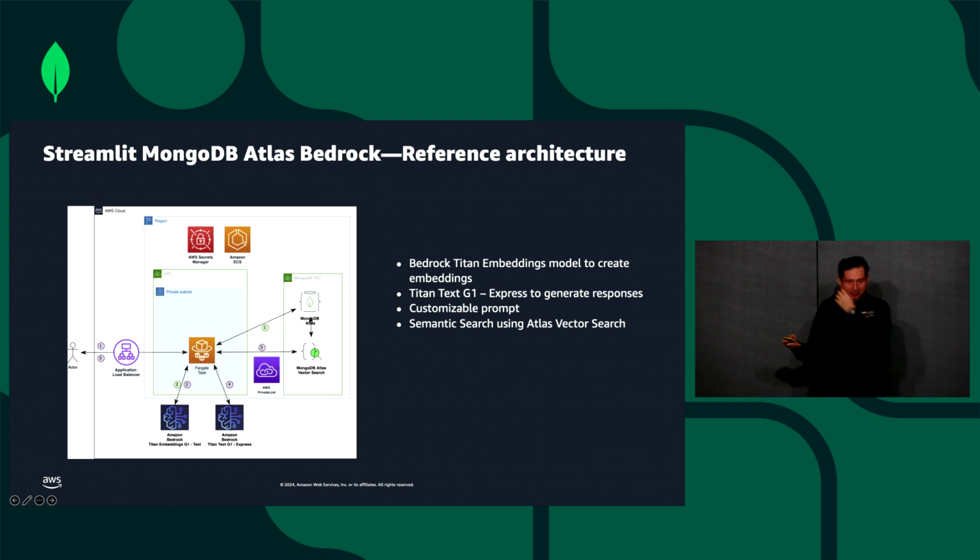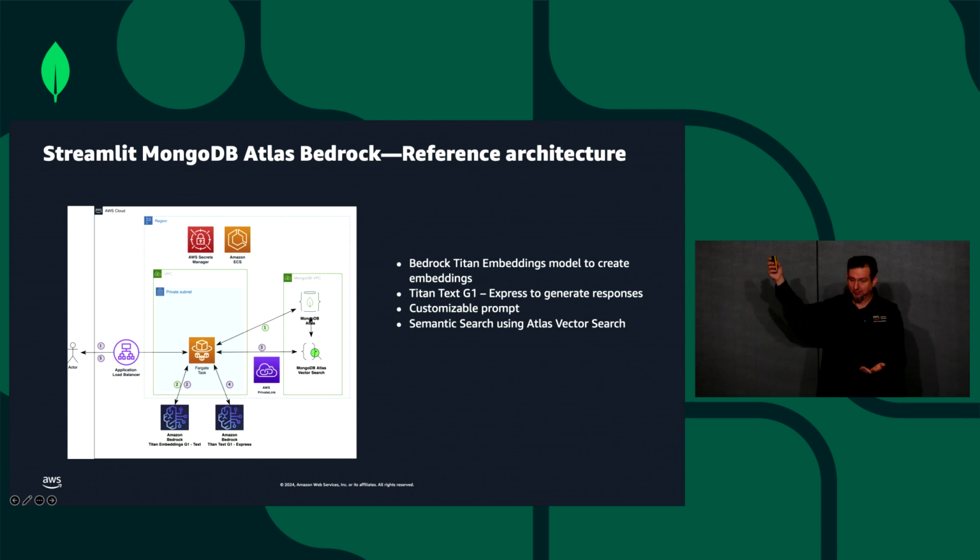So in this particular application, we're using Titan embeddings to create embeddings. That's a Bedrock model. I think I used Text Express. That's another model to actually respond, based on the prompt. For compute, here I didn't choose Lambda. I used Fargate. And Streamlit runs on WebSockets, so I had to put in a load balancer in front of it. But this kind of architecture will scale.